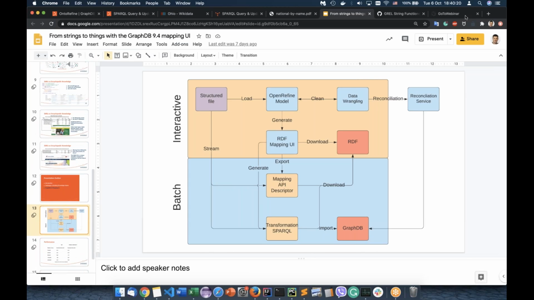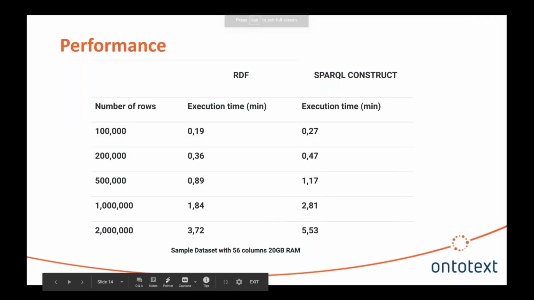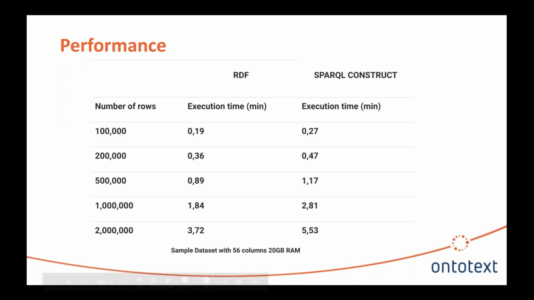Okay, just to give you some benchmarking information, which is probably also important. On a standard computer with 20 gigabytes of RAM and 56 columns, basically these are pretty big files. This is the ability and the speed to do this transformation in this way. So if you have a file with 100,000 rows, the execution time, which is in minutes, please pay attention, will be like 0.9 minutes. So this is something like 1/5 of a minute or 12 seconds.